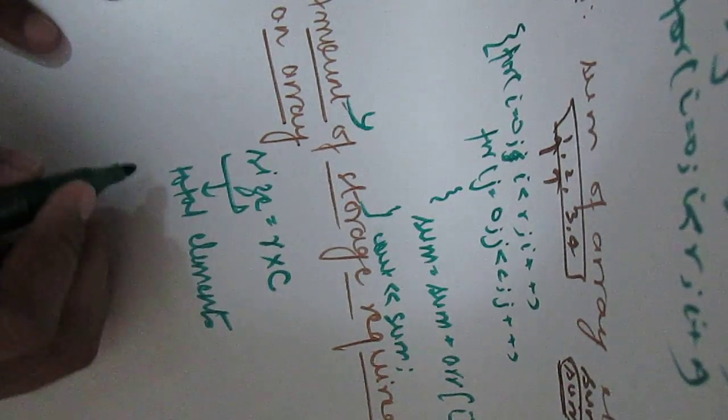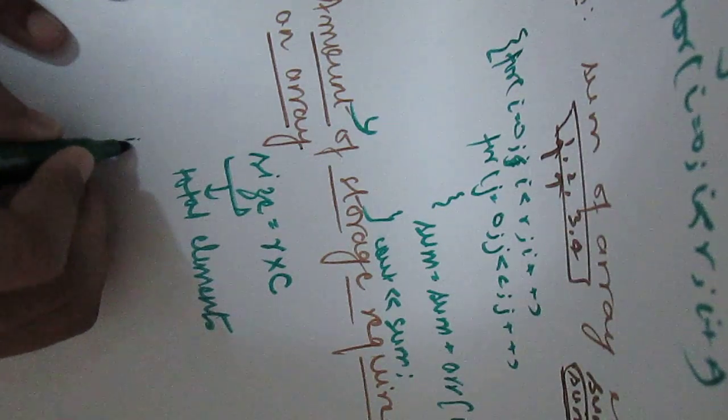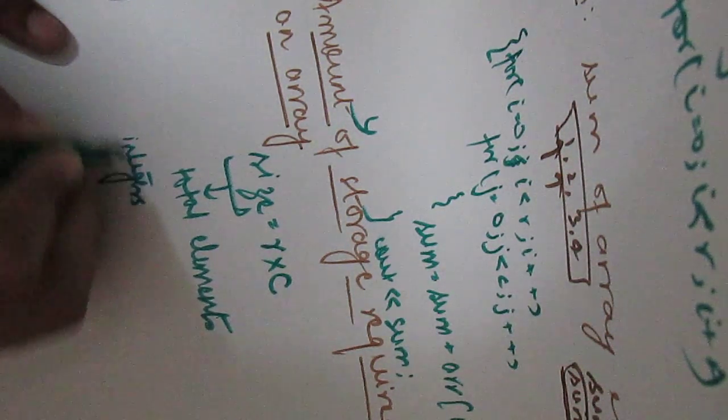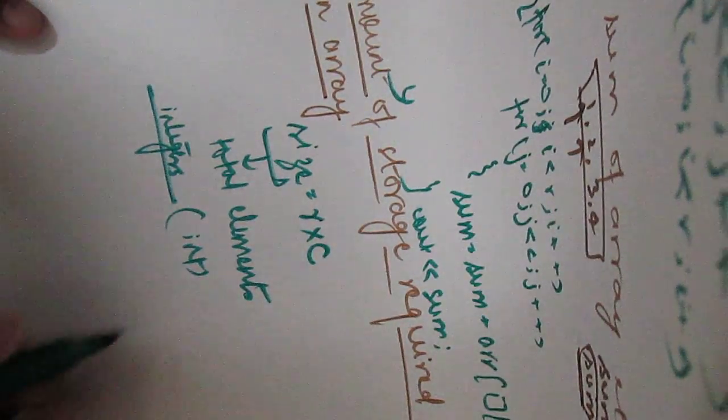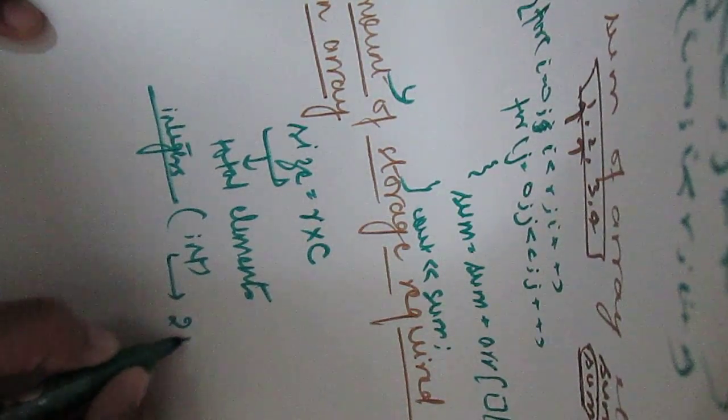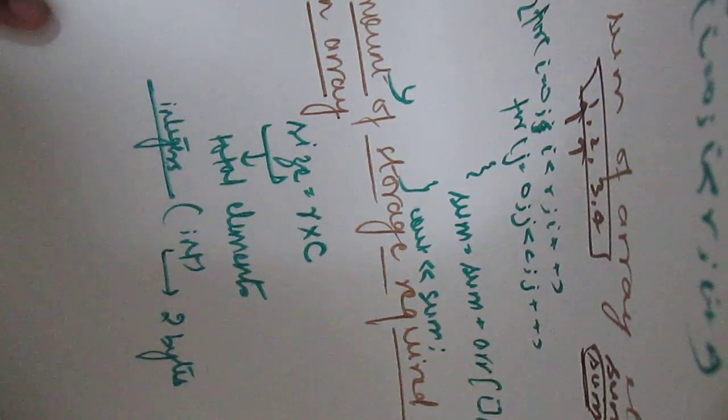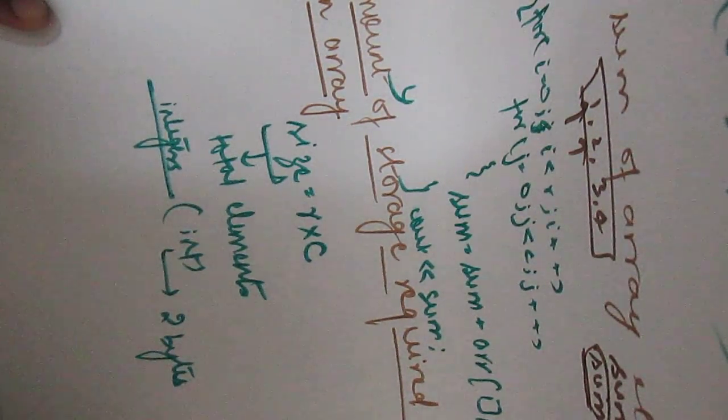So in case of integers, I mean the int data type, in Turbo C we have int as 2 bytes. It occupies 2 bytes in the memory.